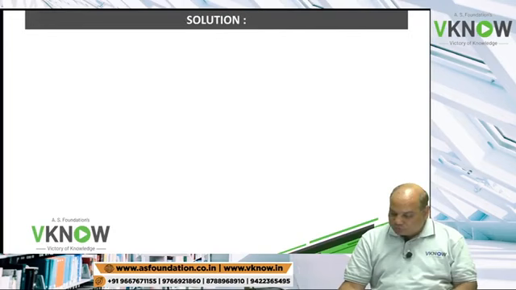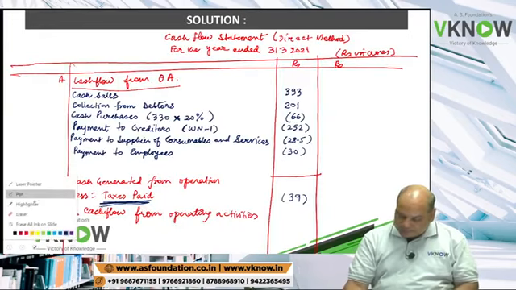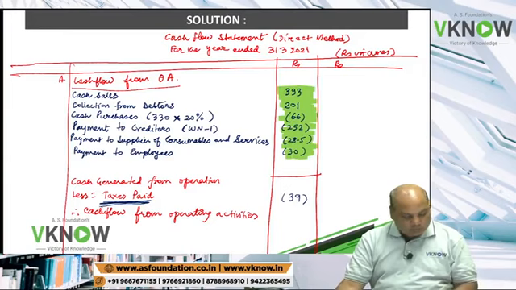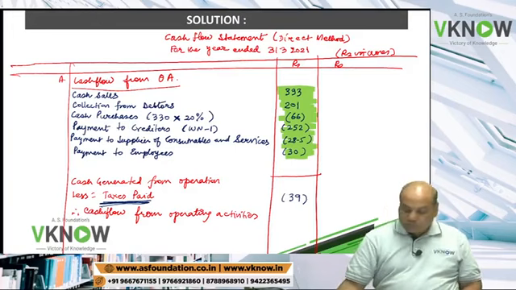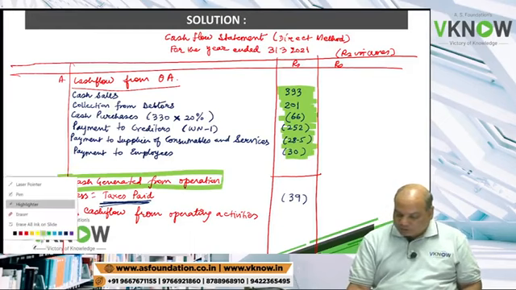On 31st March 2020, cash and bank balance was 3 crore. So that is cash balance at the beginning, 3 crore. Now we'll come to operating activity. Take the total of these 6 items first. That will give you cash generated from operation.